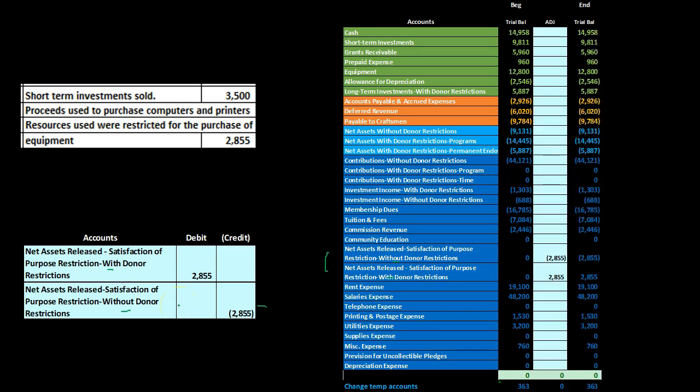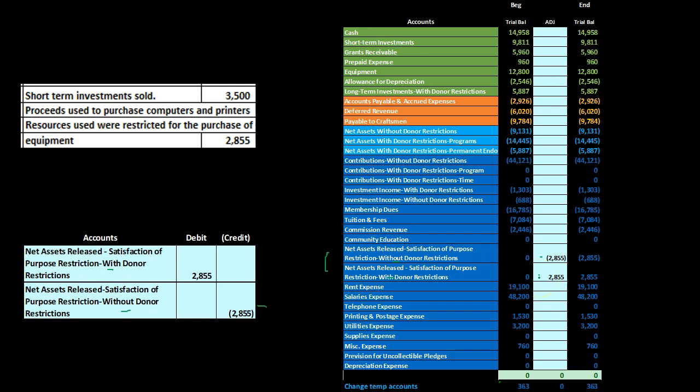If we post it out, you'll see that the one without restrictions will be going up in the credit direction. This is not a decrease. This is an increase in the credit direction. This one's going to be going down in the debit direction. Now you might say, hey, they both look like they're going up. And you can kind of think of it that way because this one will always go up in the credit direction. This one will always go up in the debit direction. But what's really happening here is this amount is increasing the amounts that are without restriction. These are decreasing the amounts with restriction.